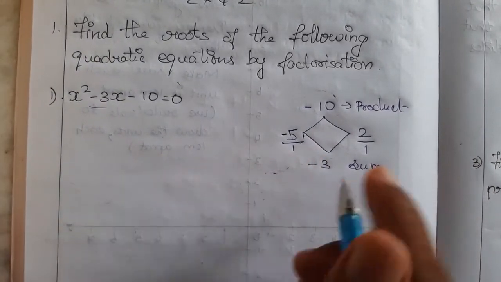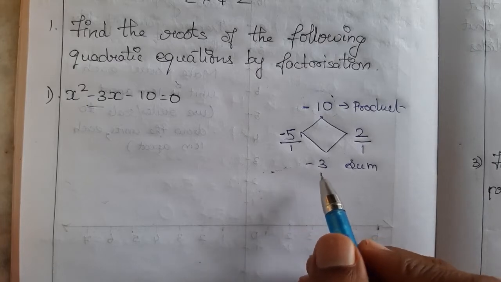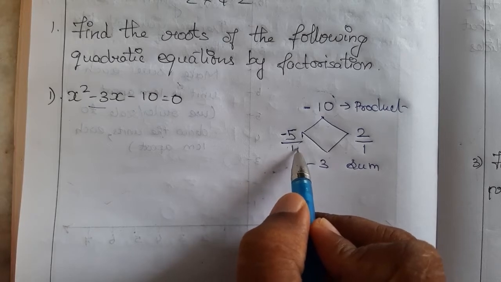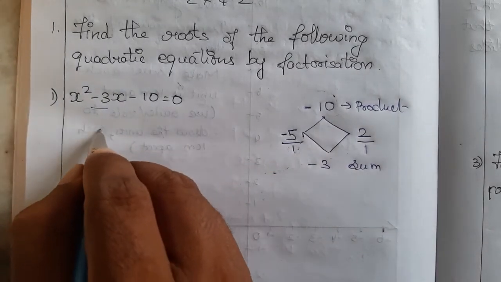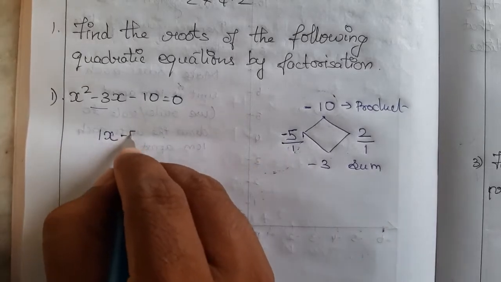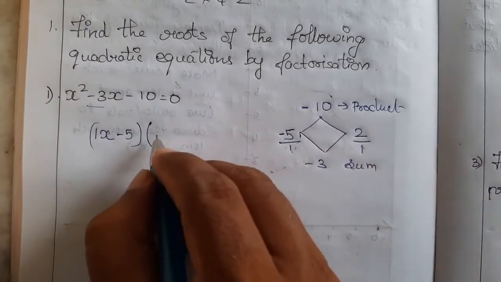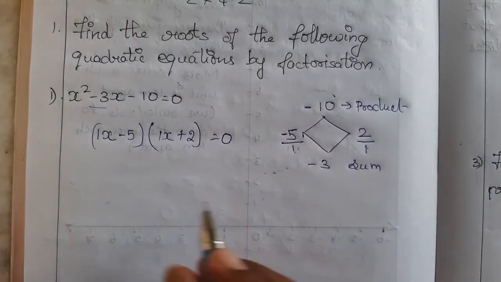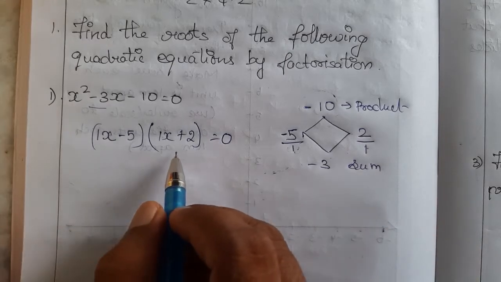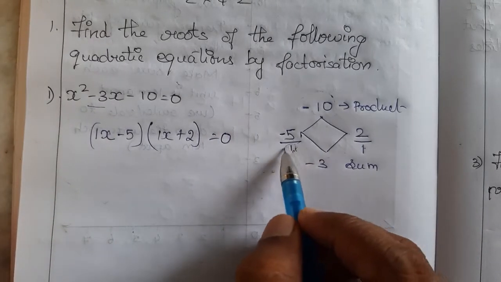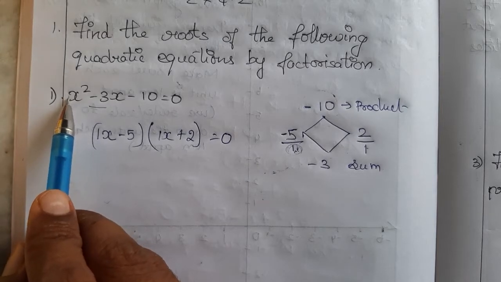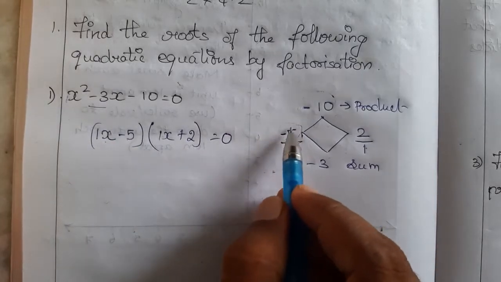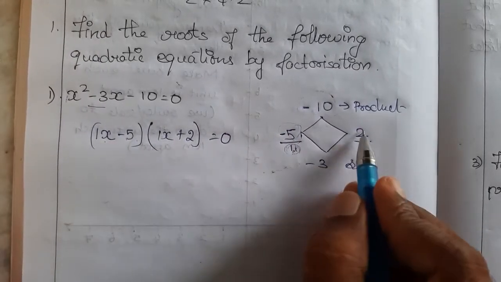So from this we can directly write the roots of the equation. For example, the denominator is 1, right? So just write (1x − 5)(1x + 2) = 0. That's it, just a short form to find the roots of the quadratic equation. This 1 came from the coefficient of x², so just multiply with that x: 1x with numerator −5, and 1x with numerator +2.